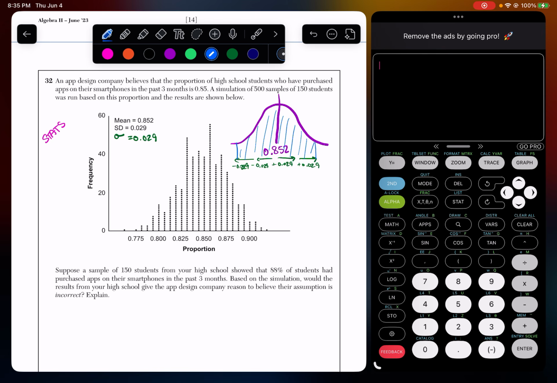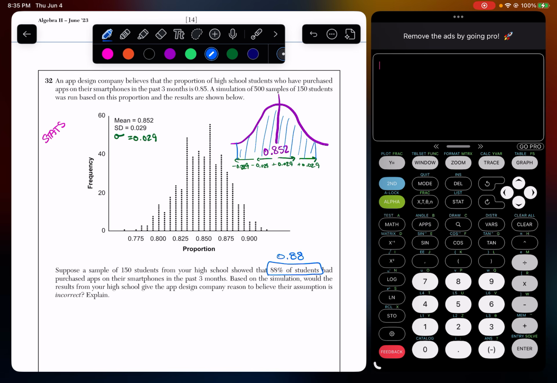So they say, suppose a sample of 150 students from your high school showed that 88% of students had purchased apps on their smartphone. So we have our standard deviation here, and then we have an individual result, 88% of students, or 0.88. Based on this simulation, would the results from your high school give the app design company reason to believe that their assumption is incorrect?